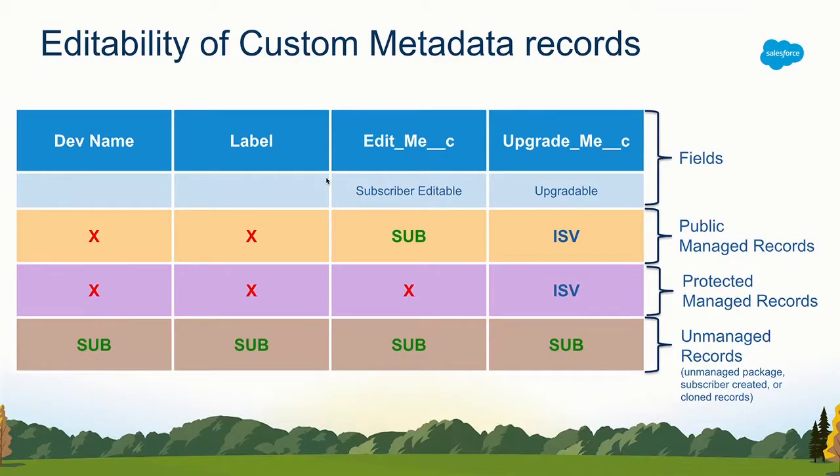When you deploy custom metadata records with your package, you can push them as public or protected. Our top line here, the orange line, represents a public managed record. This is a record that you published with your app and pushed as public. On that record, that subscriber editable field is editable by your subscriber. Makes sense. But the upgradable field, you can edit the value of that field on the record that you've pushed in a push upgrade of your app.